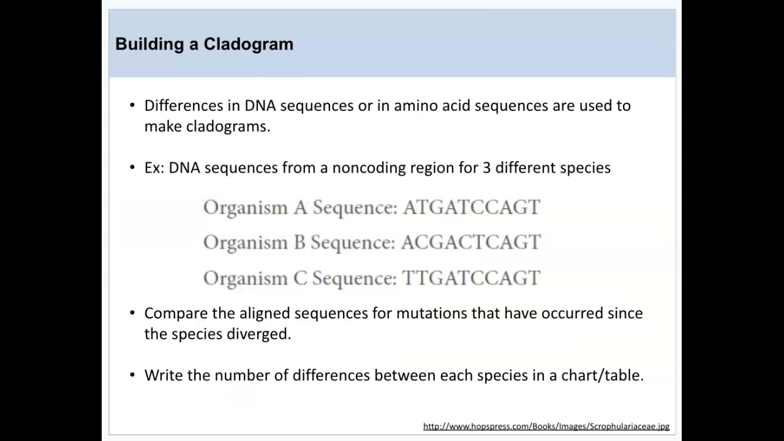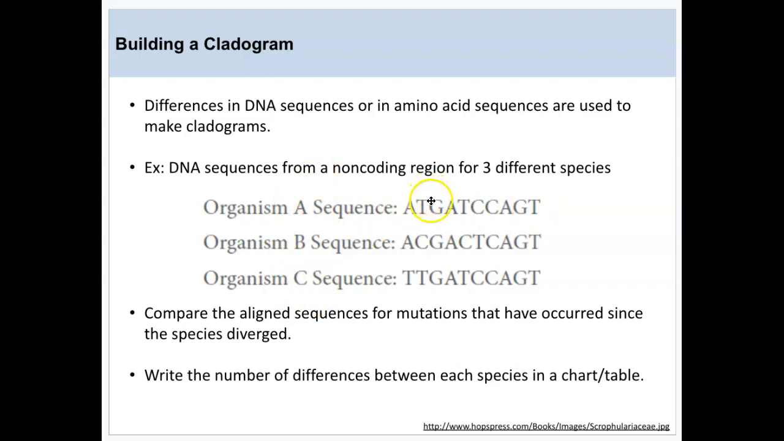Next, we'll look at an example where we build a cladogram. In order to build a cladogram, you have to have DNA or amino acid sequences. Typically, they're going to use computers for this, but we are going to practice one or a few this year by hand as well. So here we have 3 different organisms, A, B, C. At this point, we don't know which ones are more closely related. That's what we're trying to figure out so we can build a cladogram.